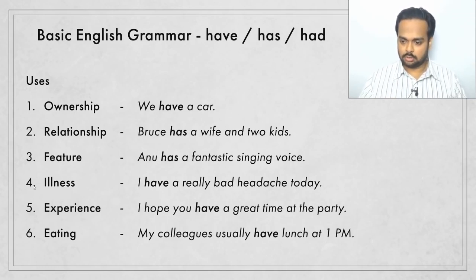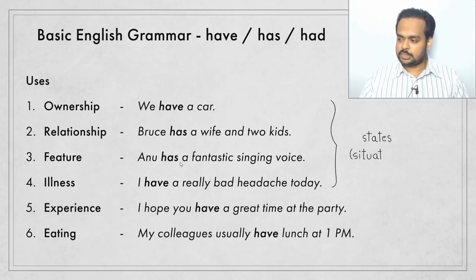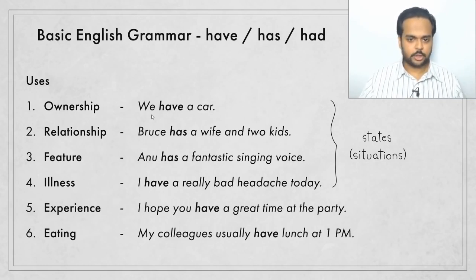Now, these 4 here, the first 4 uses, are actually states. That means they express some general situation. When I say, we have a car, in this first use, there's no action being performed here. It just expresses a state of ownership. Similarly, Bruce has a wife and 2 kids. Again, there's no action here. This sentence just expresses a state of relationship. And it's the same with number 3 and 4 as well. They're general situations, they're not actions.